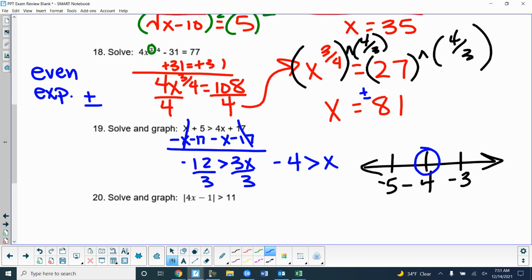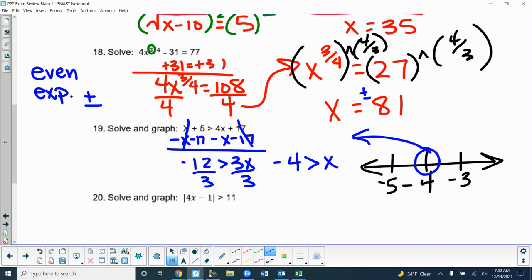Now this says negative 4 is bigger than x, right? That's a greater than symbol. So is negative 4 bigger than negative 5 or negative 3? Bigger than negative 5. So it goes this way when we graph it. Okay?